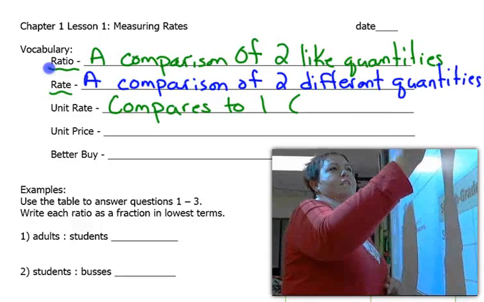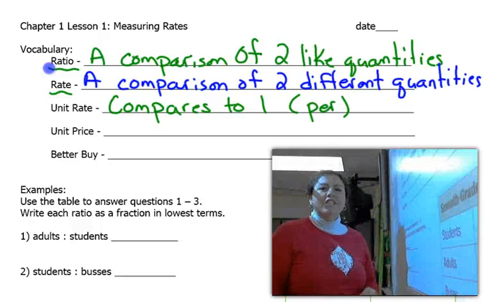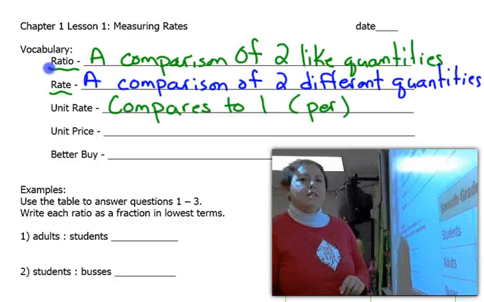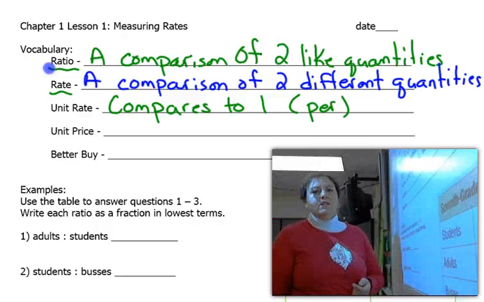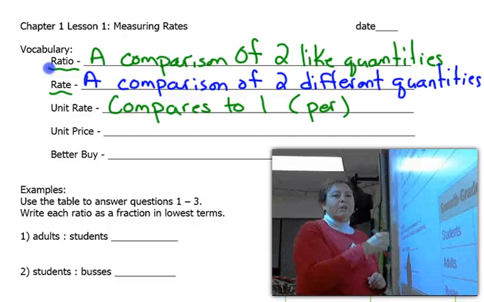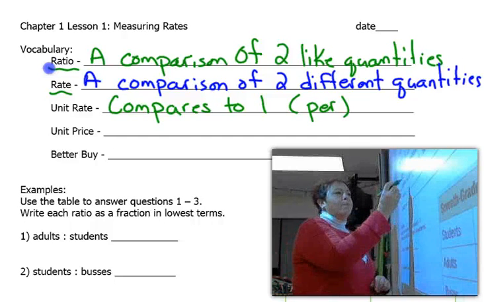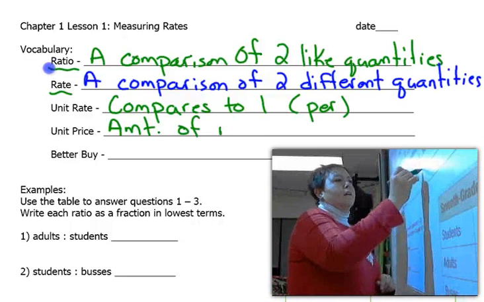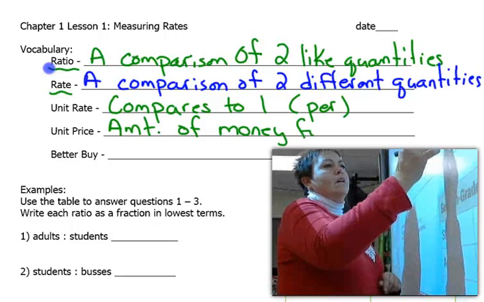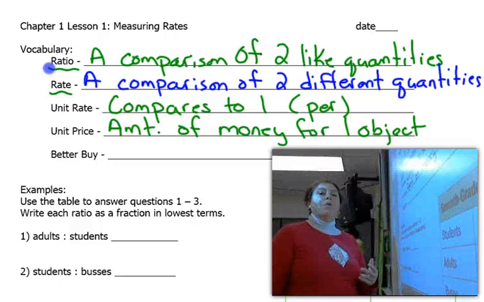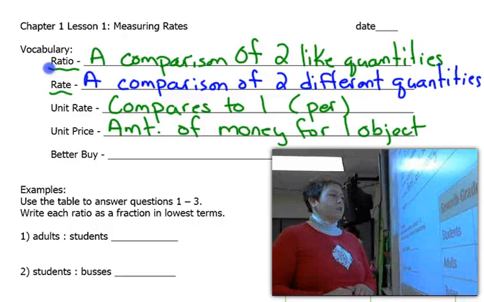And I'm going to put here in parentheses, they use the word per, right? And we've seen that before in some word problems, right? It's $3 per ticket, or it's $5 per pound, or it's 30 miles per hour, or 12 miles per gallon. A unit price, very similar, except that it deals with money. So the unit price is the amount of money, and I'm abbreviating amount, AMT, for one object. And that object could be a pound, it could be a pint, it could be a quart, it could be an item, like a can of soup. So that depends on what we're talking about.